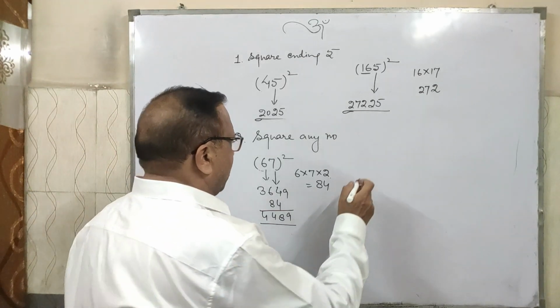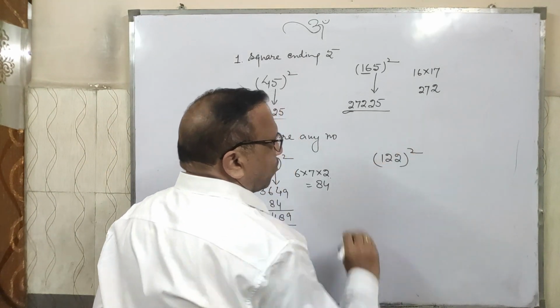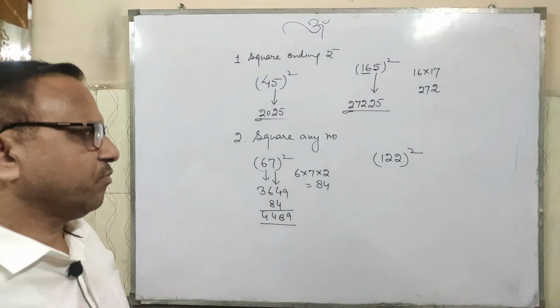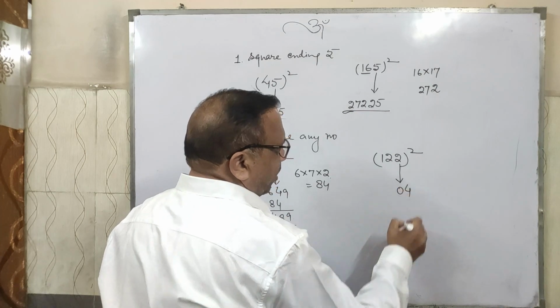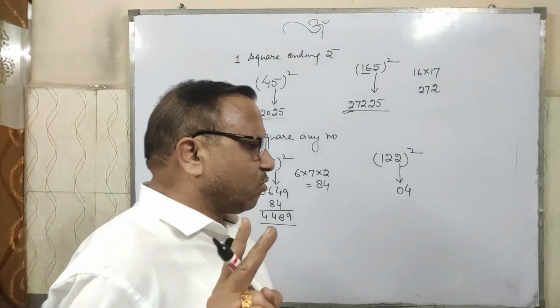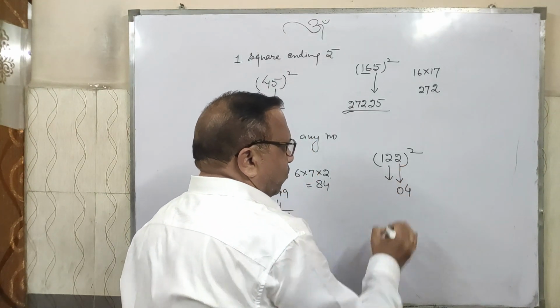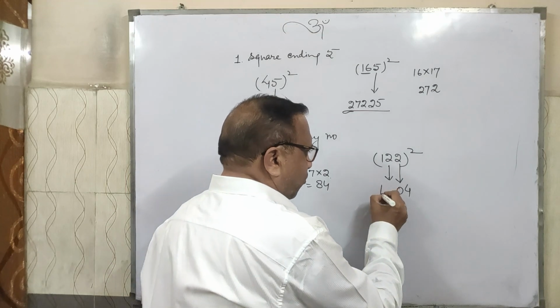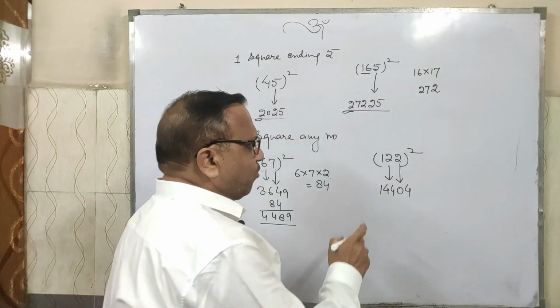In the same way, suppose we have to find the square of 122. The square of 2 is 4. So we never write 4. We write in two digits, 04. What is the square of 12? 144. Is it right? Now you multiply 12.